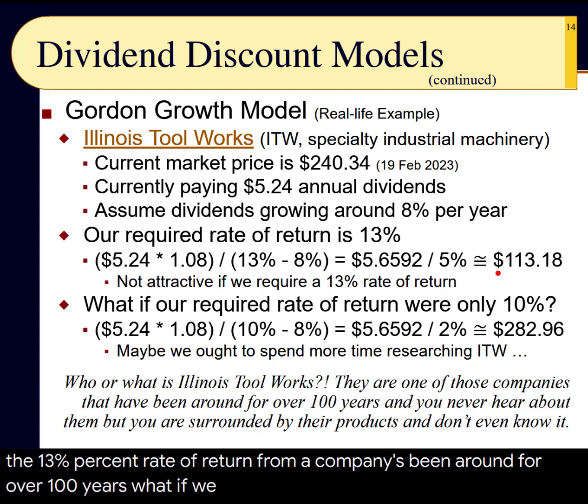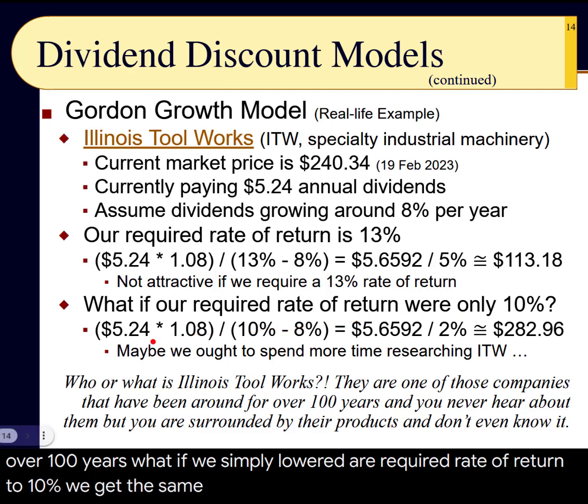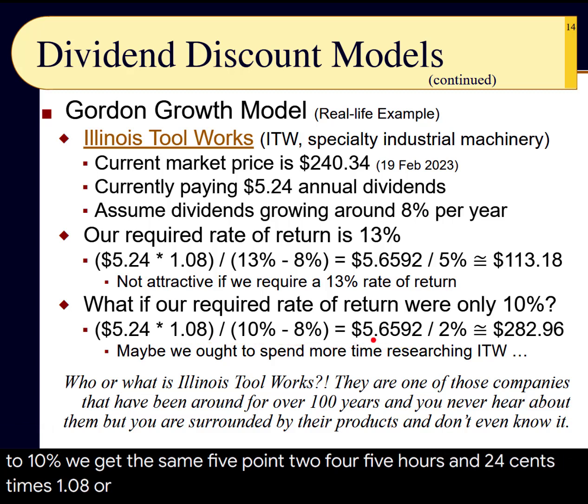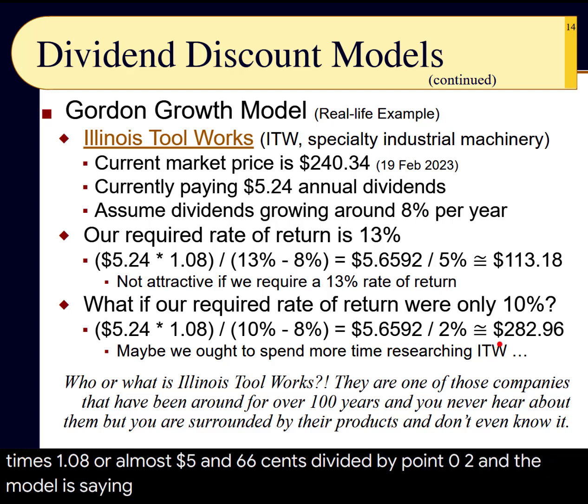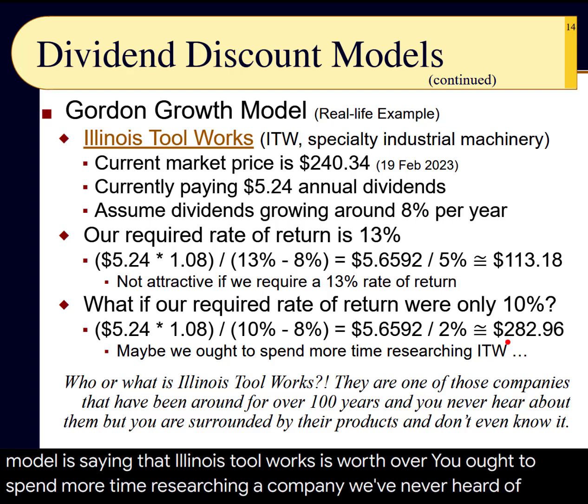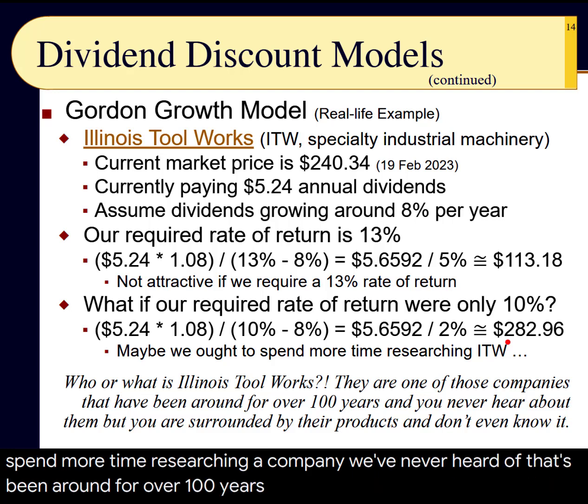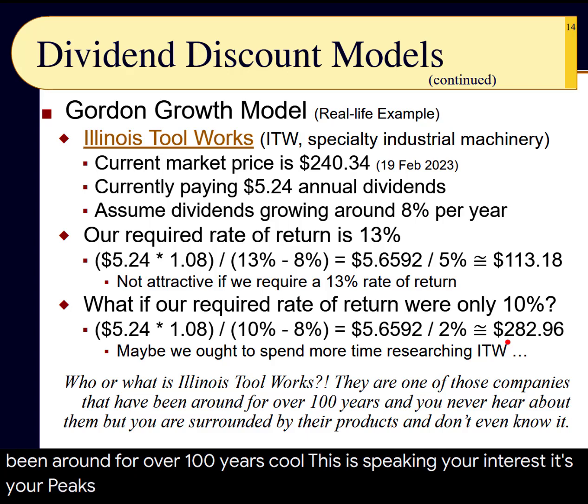What if we simply lowered our required rate of return to 10%? We get the same $5.24 times 1.08, or almost $5.66, divided by 0.02, and the model is saying that Illinois Tool Works is worth over $280. So maybe we ought to spend more time researching a company we've never heard of that's been around for over 100 years. Cool. I hope this is piquing your interest. It sure piques mine. Slide number 15.